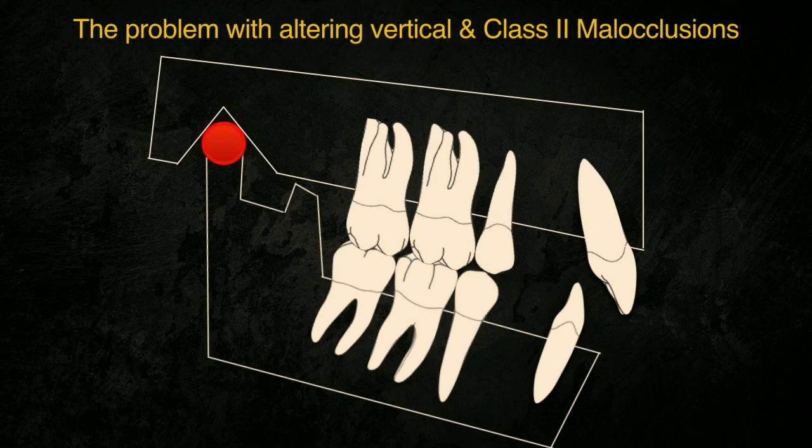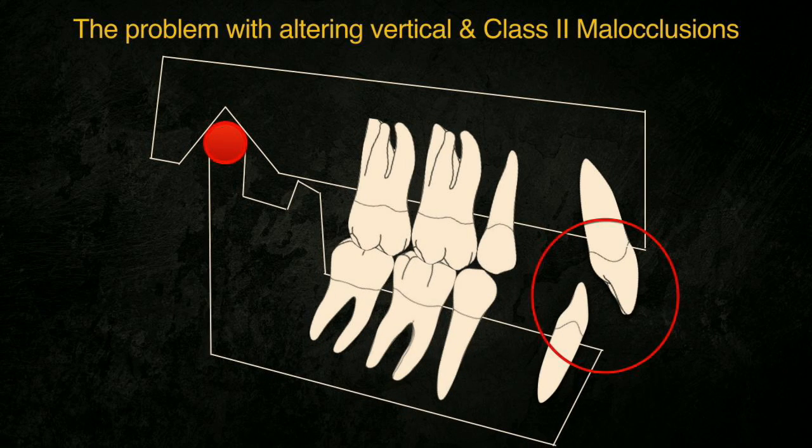And then if we further open the vertical from here, the lower incisor will move further away from the upper incisor, becoming more class 2.